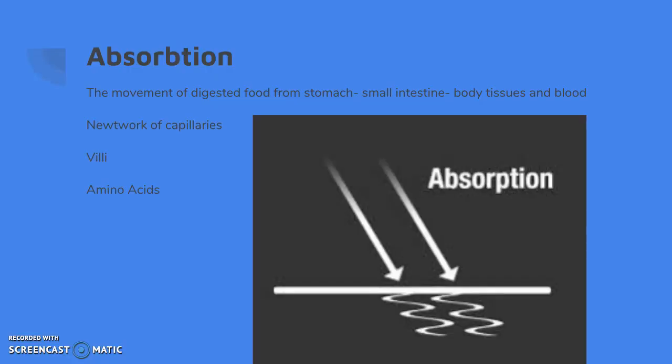Absorption. This is the movement of digested food from your stomach and small intestine into the body tissues and the blood. This occurs in the villi on your small intestines. This provides a large surface area for absorption to take place. There is a network of capillaries which absorb nutrients. Amino acids, from proteins, enter your bloodstream directly, and fatty acids and glycerol are taken up by your lymphatic system.